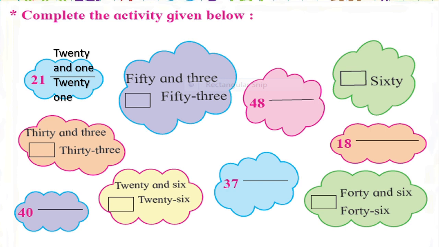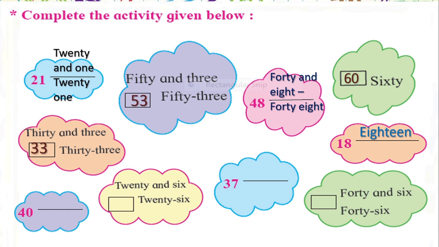we have to write the number in numeral. 50 and 3, that is 53, means the number 5 and 3, right? This is 53, isn't it? Now 48, here 40 and 8, 48, correct? Next is SIXTY, 60, so 60, correct? Now 30 and 3, 33, okay?